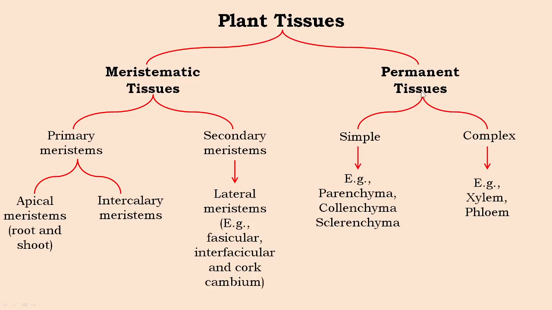In permanent tissues, the cells have lost the capacity to divide. They have attained a special structure and function, and they cannot divide further. So that is why they are called permanent tissues.